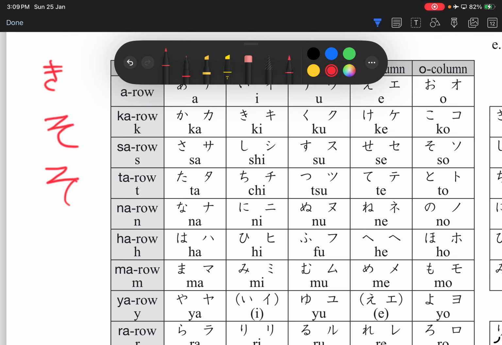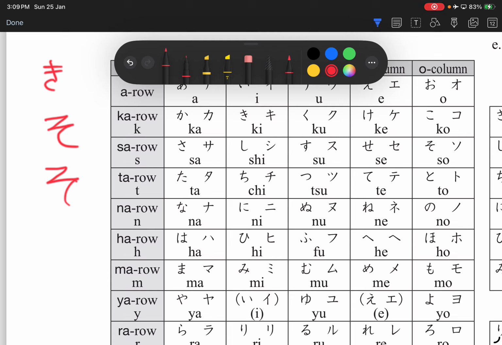Okay. Next will be ta, chi, tsu, te, to. Very good. So over here, nothing much I want to point out. Just that the tsu sound is a little bit hard to pronounce. Tsu. If you know Chinese, it's like 蜘蛛. Tsu. Right? The na row.